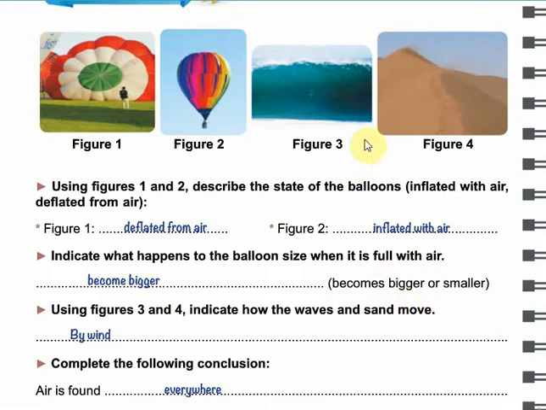By using figures 3 and 4, we are going to indicate how the waves and sand move. If we look at these figures, we can see that the waves and the sand are moving. How do they move? Of course, the wind helped them to move, which is air. يعني الريح والair هو اللي بيساعدهم إنهم يحركوا. So we can conclude that air is found everywhere, بكل مكان. Okay?